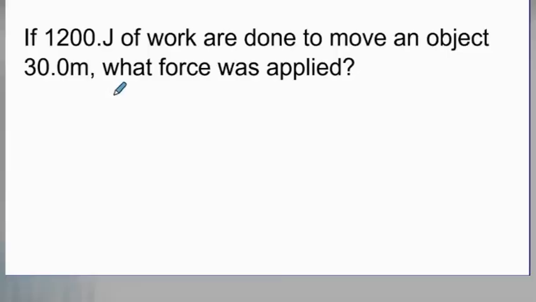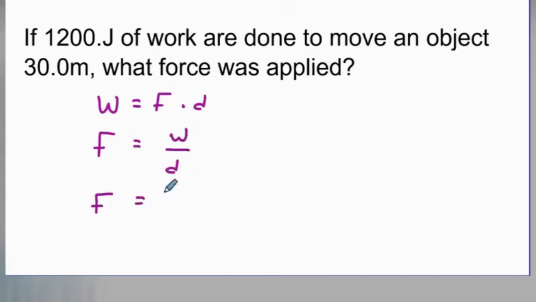If 1200 joules of work are done to move an object 30 meters, what force was applied? So, what do we know? Well, we know that the work done is the force times the distance. If we want to calculate the force or the distance, it's a simple bit of algebra. In this case, we want to know the force. So the force is the work done divided by the distance traveled.